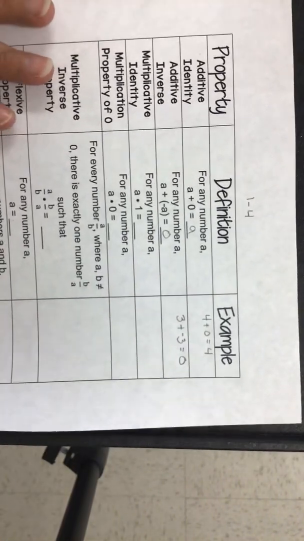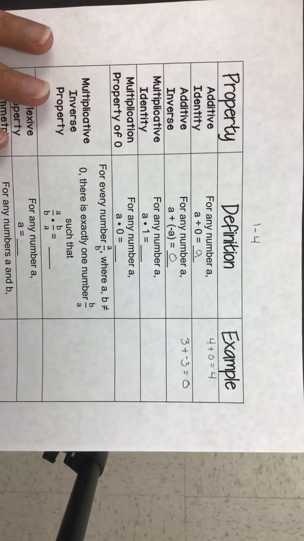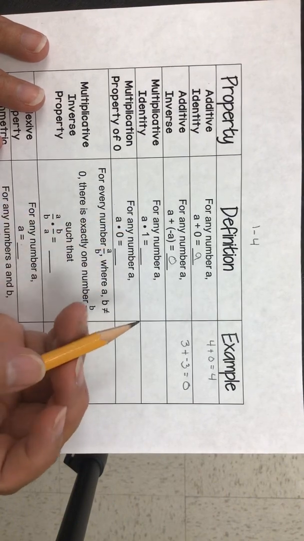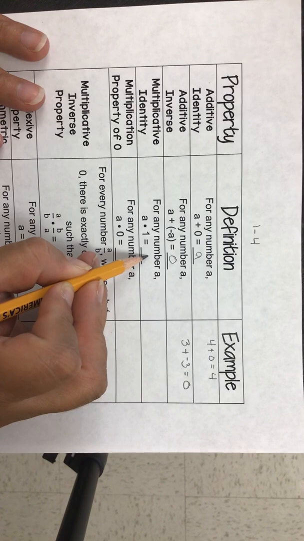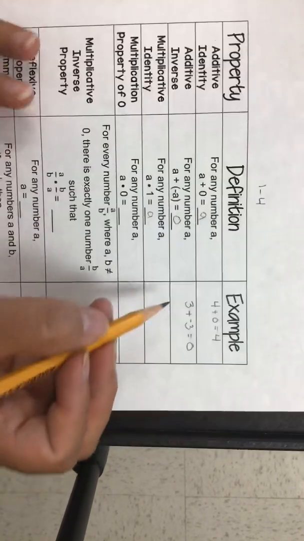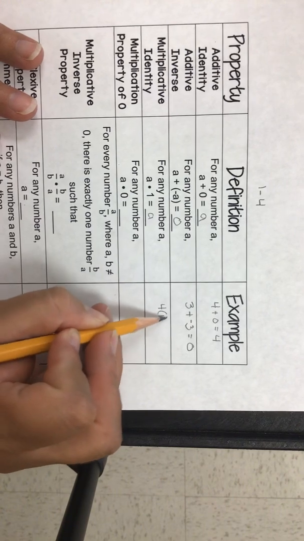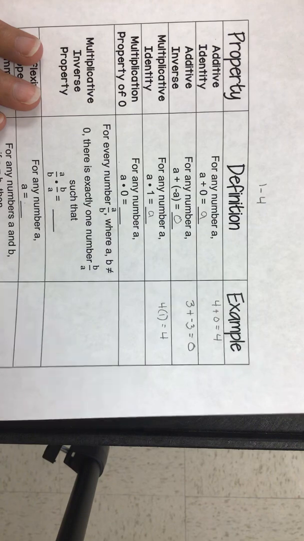The next one is the multiplicative identity. And what that means is that when you multiply by 1, it doesn't do anything. So a times 1 is a. So what does that mean? That means like 4 times 1 is still equal to 4. It looks like we didn't do anything.